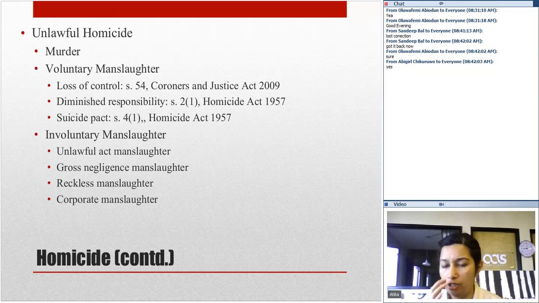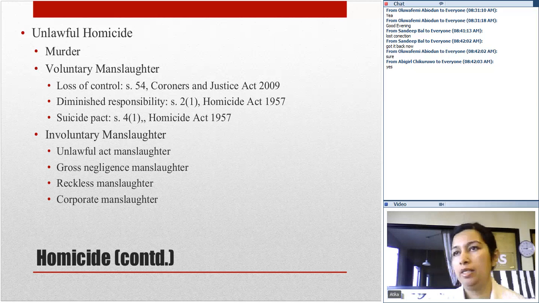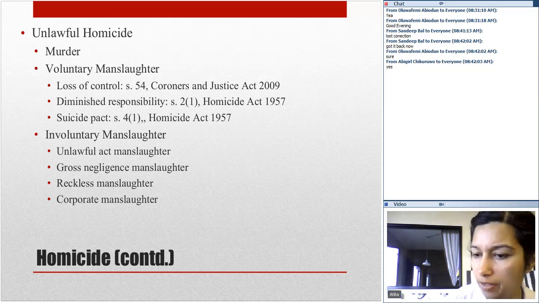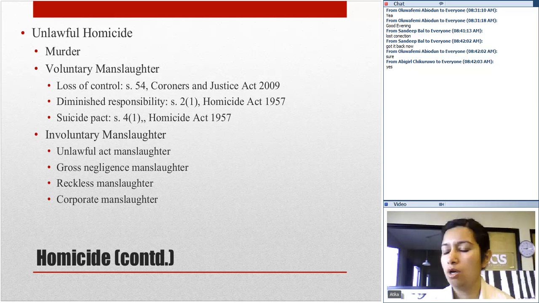I'm going to ask you this. I just mentioned it a little bit. How and when is the liability reduced to manslaughter? A defendant kills somebody and he's been charged with murder, but the defense is trying to bring it down to the lesser charge, which is voluntary manslaughter. How can they do that? What do they have to prove?